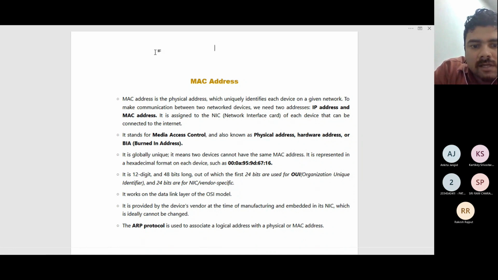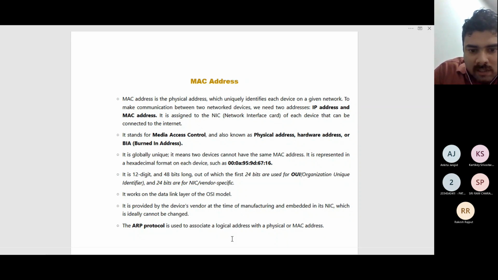It is represented in a hexadecimal format on each device, such as 00:0A:95:9D:67:16. This is a particular MAC address. It is 12 digits and 48 bits long, out of which the first 24 bits are the OUI, Organization Unique Identifier, and the other 24 bits are NIC specific to the vendor, as there are other vendors available in our market, telecom industries, network industries.